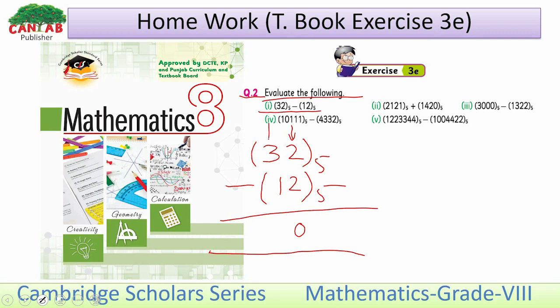So now perform subtraction on second column. 1 is less than 3, so we can subtract 3 minus 1, that is equal to 2. So we have 2, 0 with base 5. Similarly, solve other parts of this question on your notebook and send the notebook to your teacher for checking.